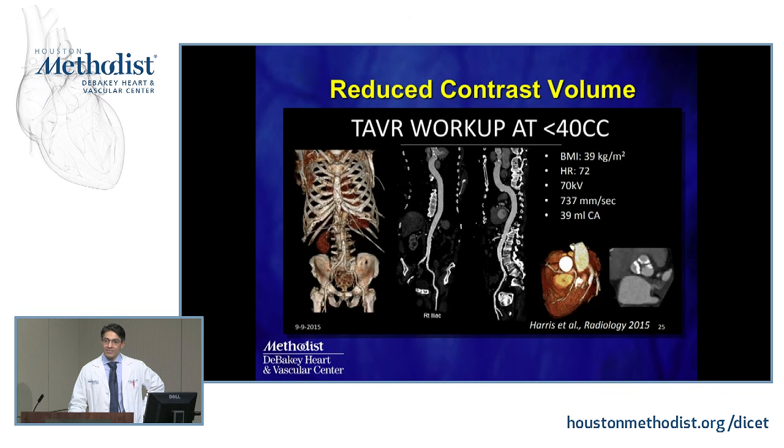If you're imaging over a much shorter period of time, you don't need that much contrast, right? Because you've taken your pictures and you're done. There's no need for all this contrast going through the system. There are people who are publishing TAVR workups with 40 cc's of contrast. And that's a TAVR workup. You went all the way down to the femoral arteries. So imagine a coronary case, how little contrast they may need.